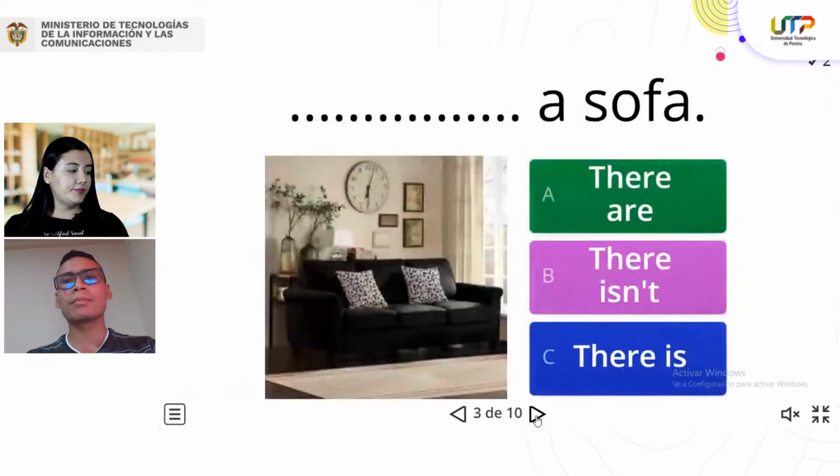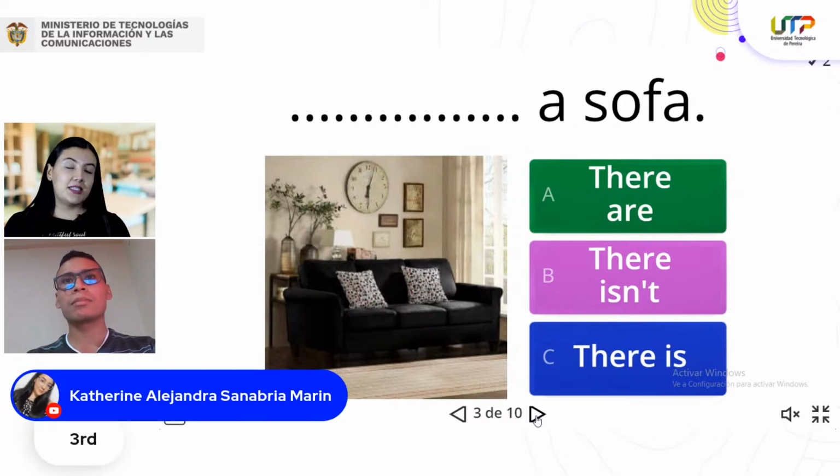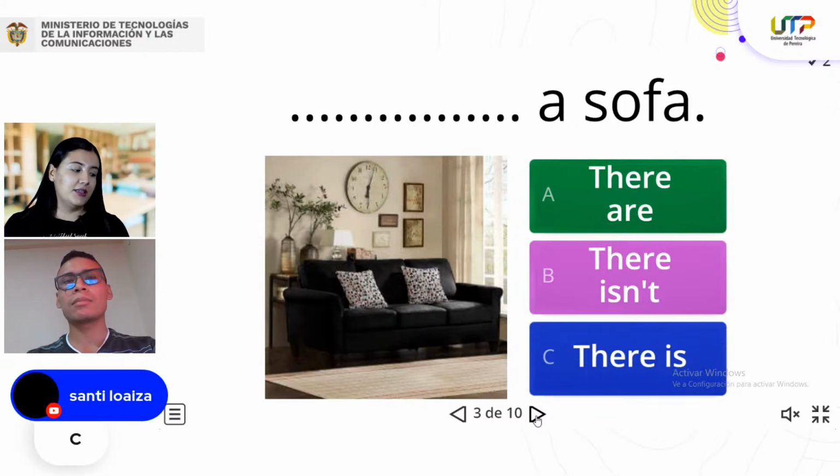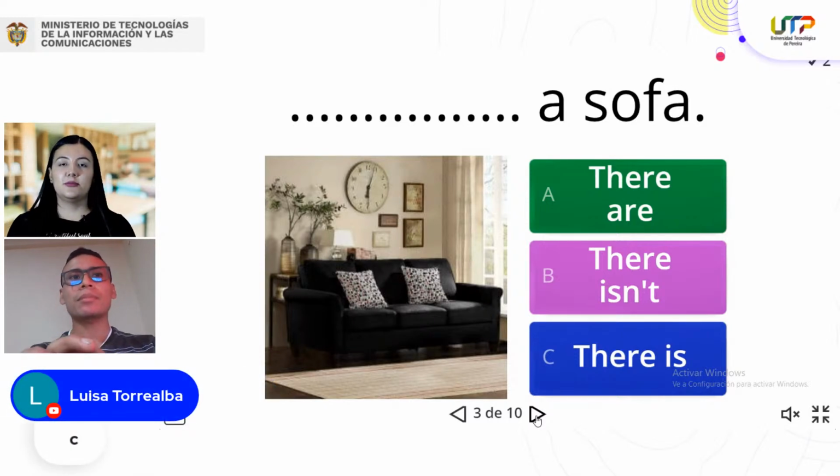Now let's continue with the third one, third round. Let's see. Easy, easy peasy. Look at the picture. This is the living room, and we got the following information: blank, a sofa, and we got 3 options. A, there are. B, there isn't. And C, there is. What is the correct answer? Teacher Luis, what do we have there?